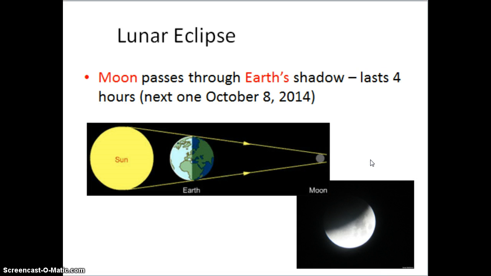The same thing holds true for a lunar eclipse, and that's when the moon passes through Earth's shadow. The lunar eclipse lasts much longer because Earth's so much more massive than the moon itself, and so these last about 4 hours as opposed to only a few minutes. The next lunar eclipse that we are going to experience is going to happen on October 8th, 2014, and the next solar eclipse is not going to happen until 2017.